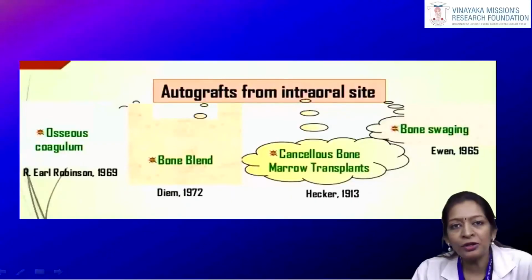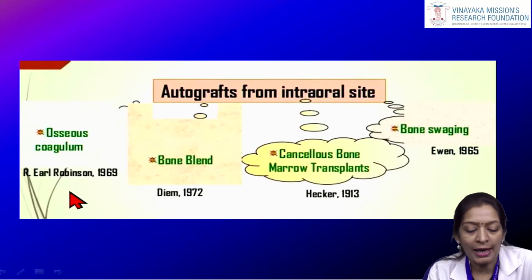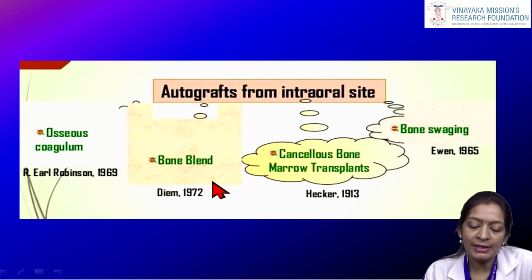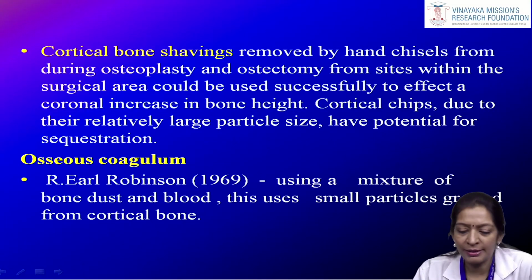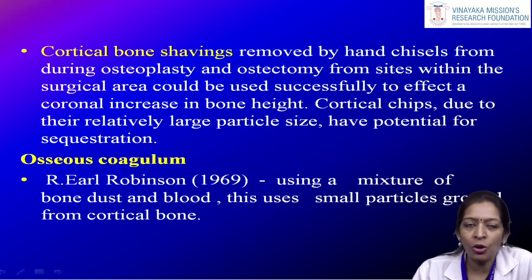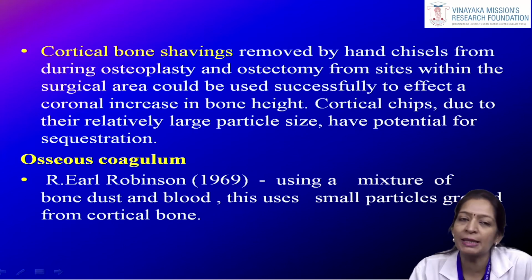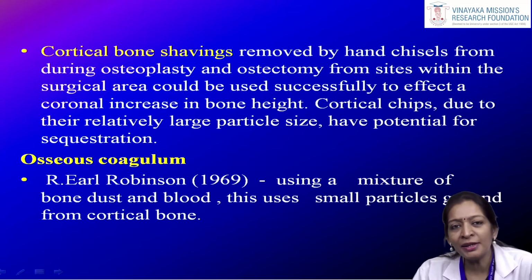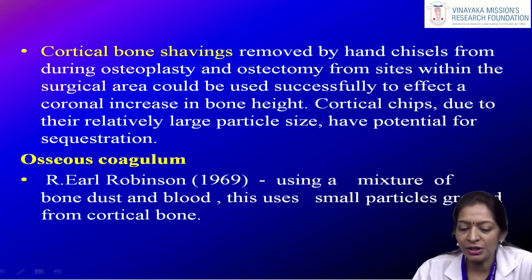So what are the types of autografts? There are 4 types basically: osseous coagulum, bone blend, cancellous bone marrow transplant and bone swaging. We remove certain bones during the osteoplasty and ostectomy techniques with the help of rongeurs or hand chisels. Even that is called cortical bone shavings, which can be used to fill defects or increase the bone height. But the disadvantage is that because it has larger particles, it always leads to sequestration. So it is not very effective in giving regeneration.